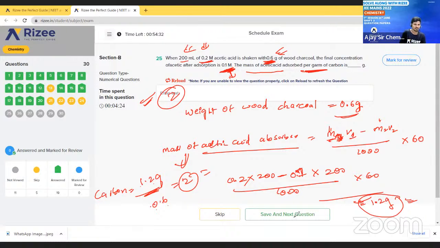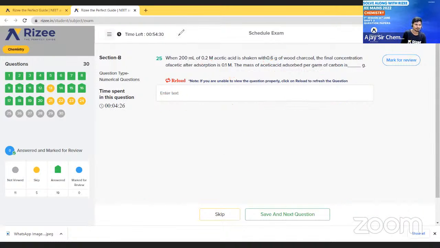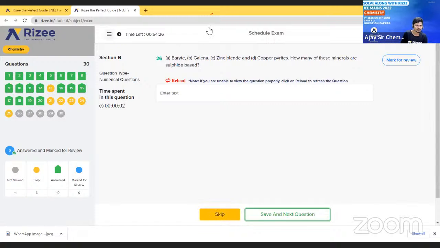Okay. So let us go to the next question. See here, this question is very easy. As I said, easy questions also come and moderate questions also come. And for integer type, mostly they will ask hard questions from physical chemistry.